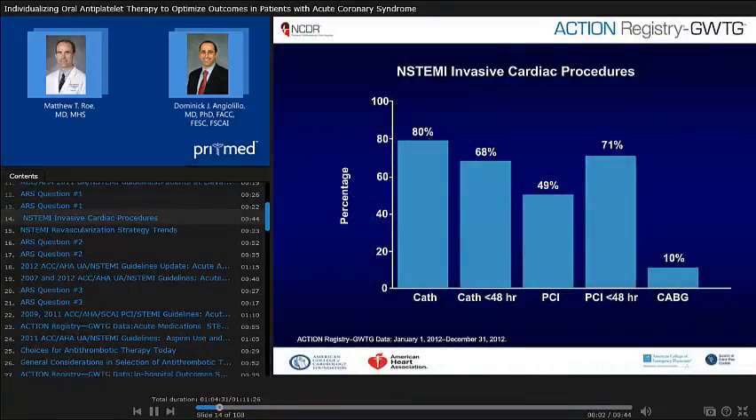So let's see what actually is happening in U.S. practice right now. And these are data from the Action Registry Get With the Guidelines, sponsored by the ACC and the AHA, evaluating patients with both STEMI and non-STEMI in more than 500 U.S. hospitals. So most of these hospitals are invasive centers who have cath and PCI capabilities. And in the cumulative period of 2012, 80% of patients with non-STEMI in the U.S. at these hospitals did undergo a cath. Most of those patients underwent a cath within 48 hours, and then the use of PCI was 49%. Among those patients, most had PCI within 48 hours, and 10% underwent bypass surgery.